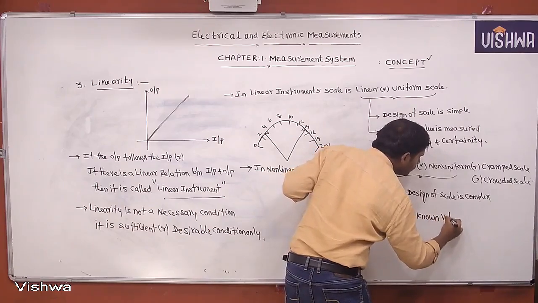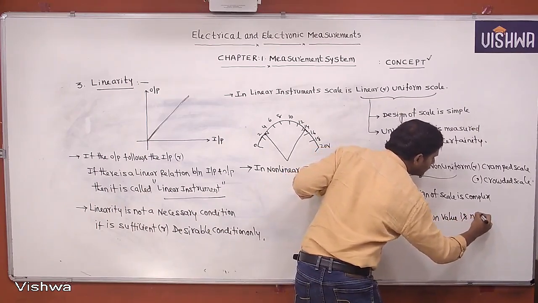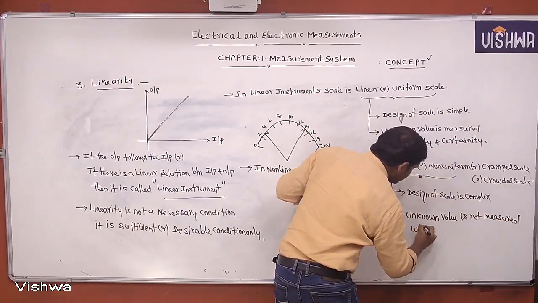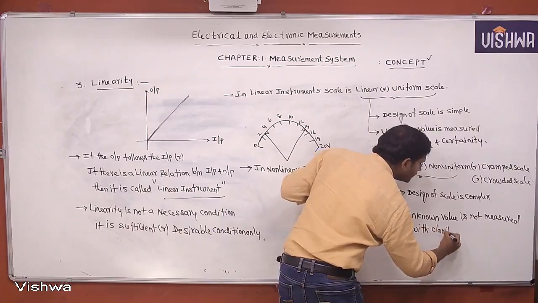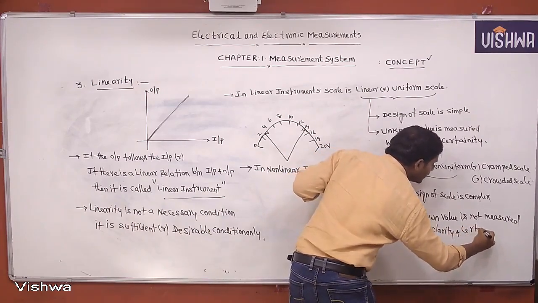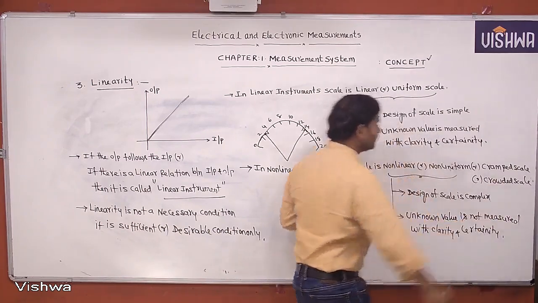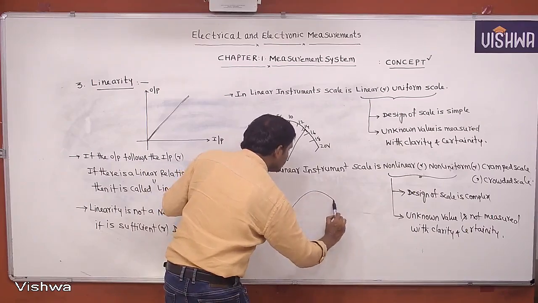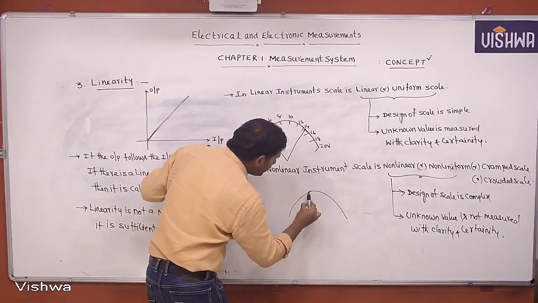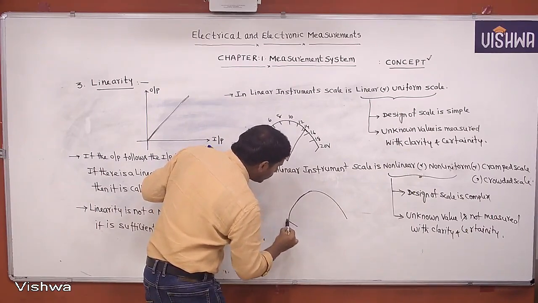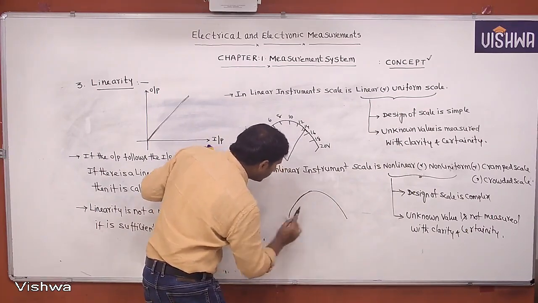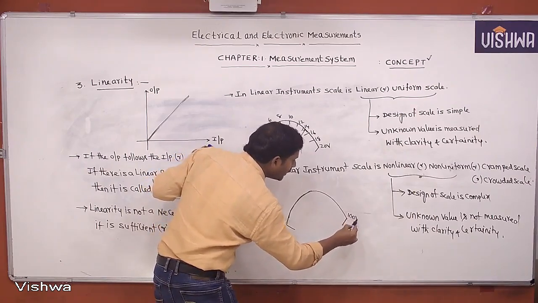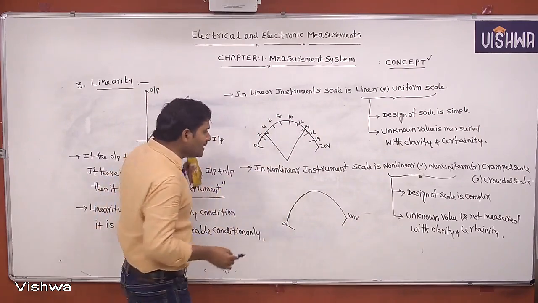Unknown value is not measured with clarity and certainty. Okay, that is a problem with the non-linear instruments. Cramped scale or crowded scale means like this. For example, if it is a 0 to 100 volts voltmeter, then the scale will be designed like this.